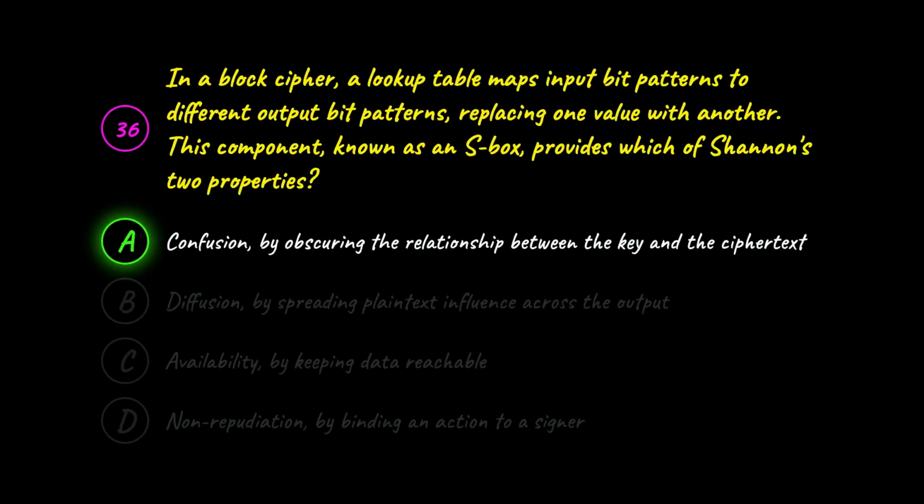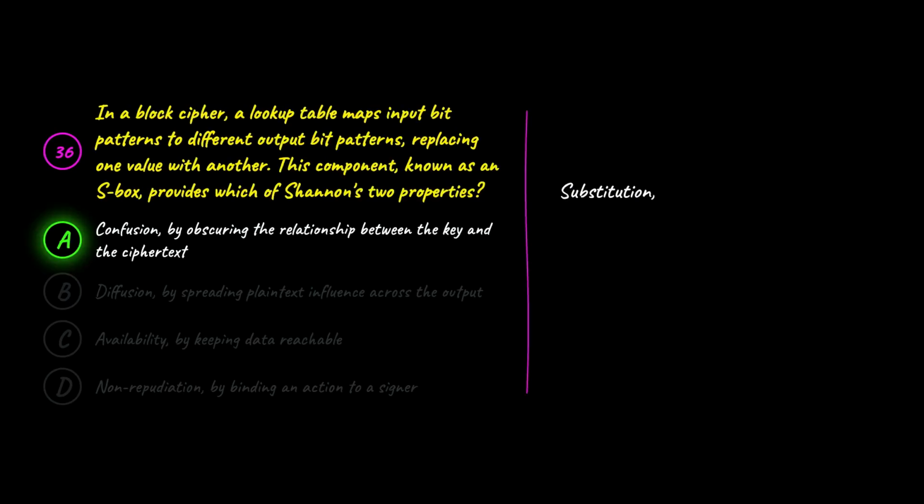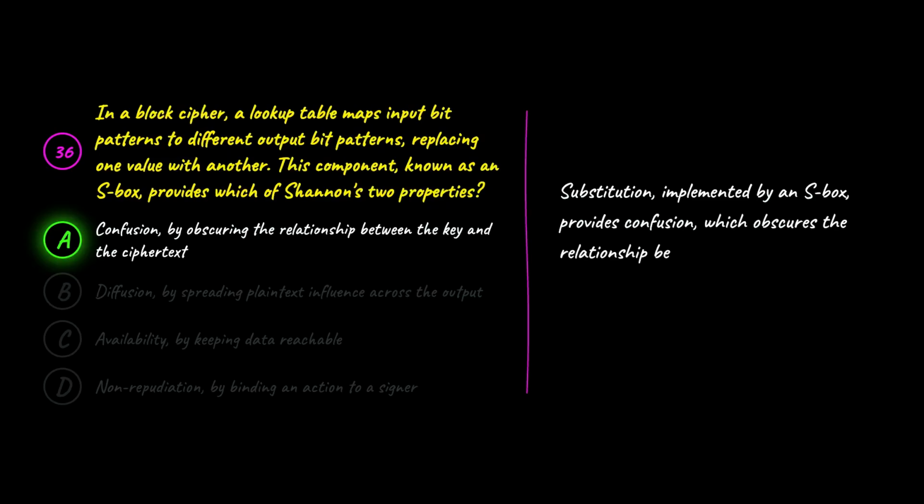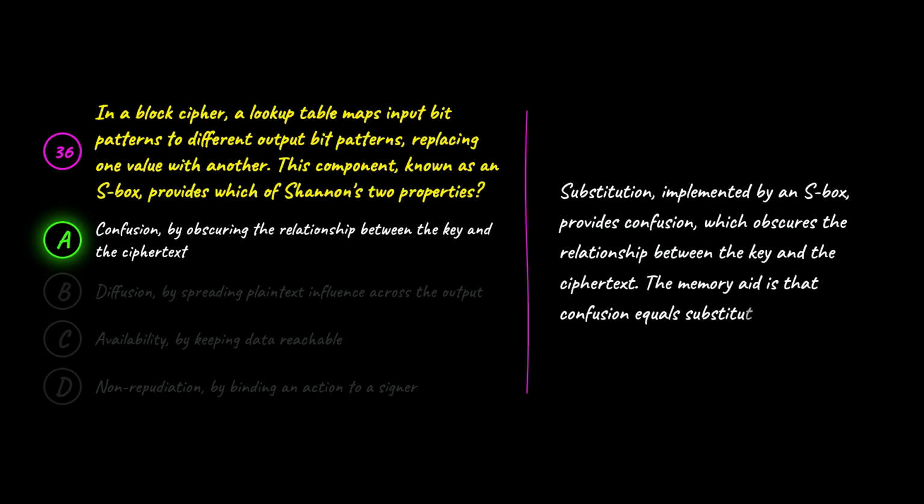The correct answer is A. Confusion by obscuring the relationship between the key and the ciphertext. A is correct because substitution, implemented by an S-box, provides confusion, which obscures the relationship between the key and the ciphertext. The memory aid is that confusion equals substitution.